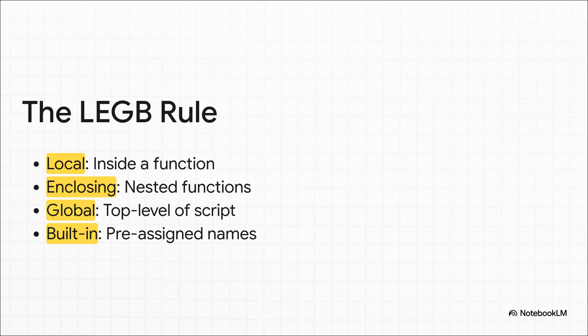First up is local. These are variables defined within a specific function. If Python doesn't find the variable there, it moves out a layer to enclosing, meaning variables in the local scope of any nested enclosing functions. Still not there? It checks the global scope, which are variables defined right at the top level of your script or module. And finally, if all else fails, it checks built-in, which are the pre-assigned names built right into Python itself. This strict hierarchy makes absolutely sure Python always knows exactly which variable you're talking about.